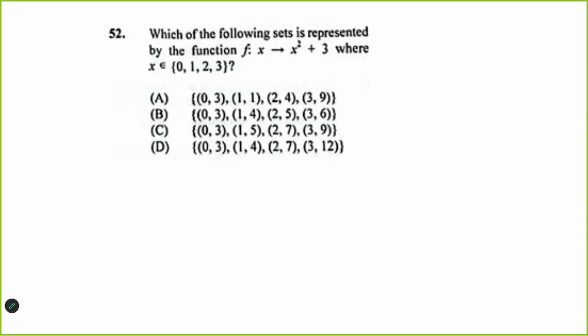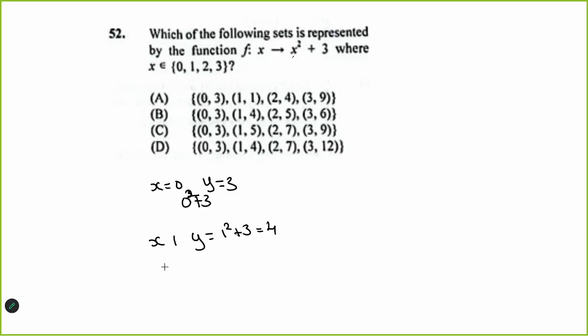51, 52. Which of the following sets x squared plus 3 where x is 0, 1, 2, and 3? So when x is 0, that is 0 cubed plus 0 squared plus 3, that would be 3. So when x is 0, y is equals to 3. When x is 1, y would be equal to 1 squared plus 3, that is 4. That's y is equals to 4.